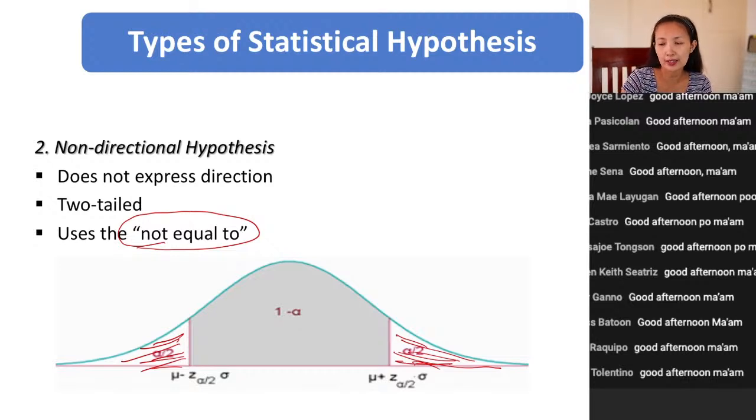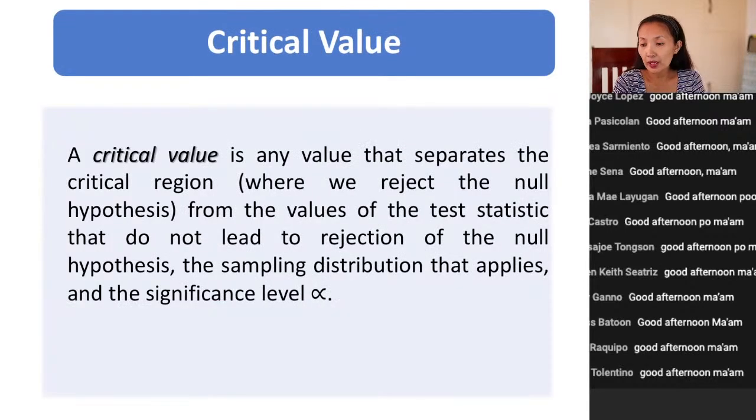Now, we move on to the next. Okay, so I made mention about critical value kanina. Critical value is any value that separates the critical region, where we reject the null hypothesis, from the values of the test statistic that do not lead to rejection of the null hypothesis, given the sampling distribution that applies and the significance level alpha. So, critical value.